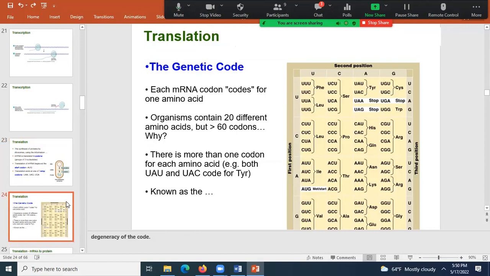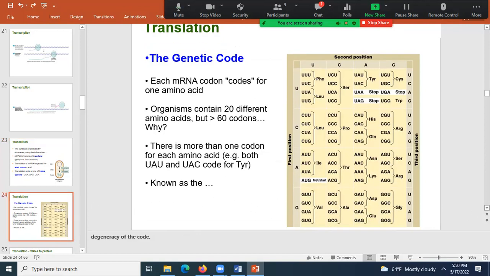Yes. And then I also had another question. For when it stops, the stop codon, would that also affect the length of the strands?